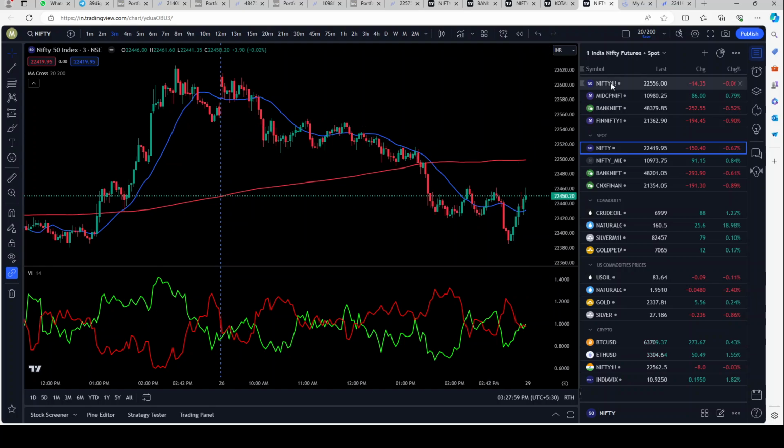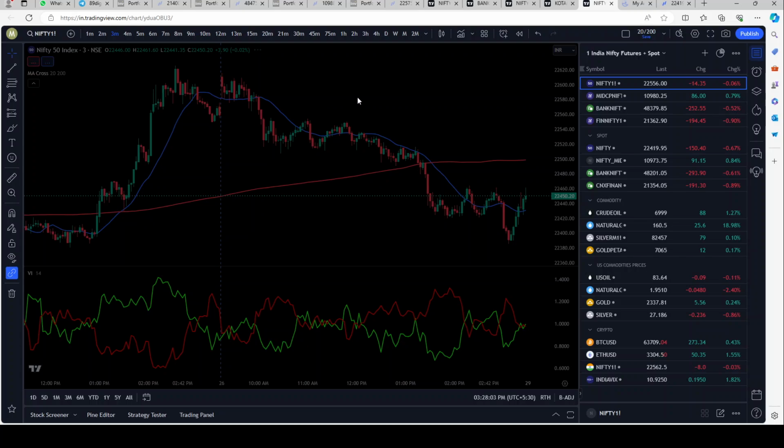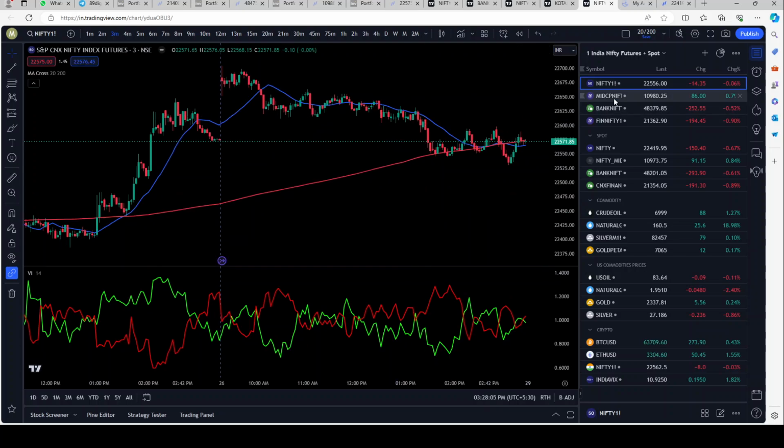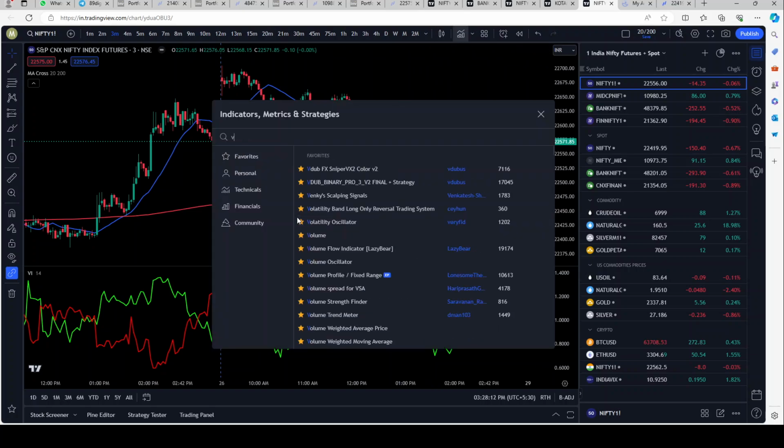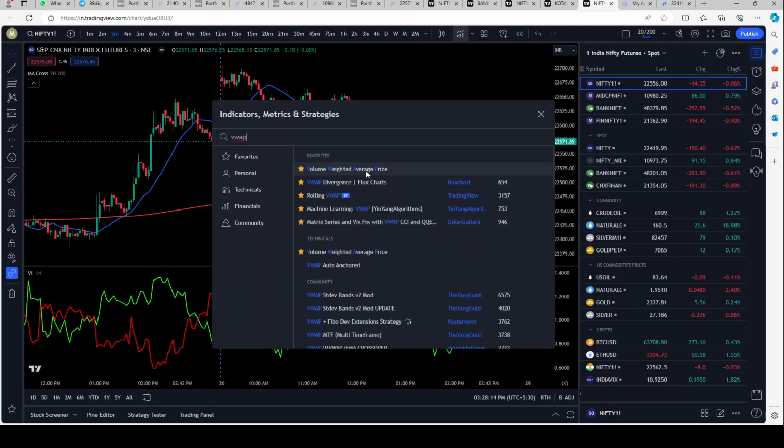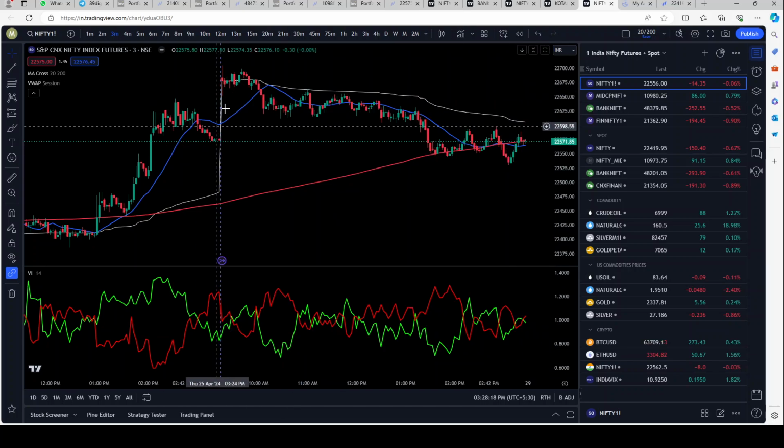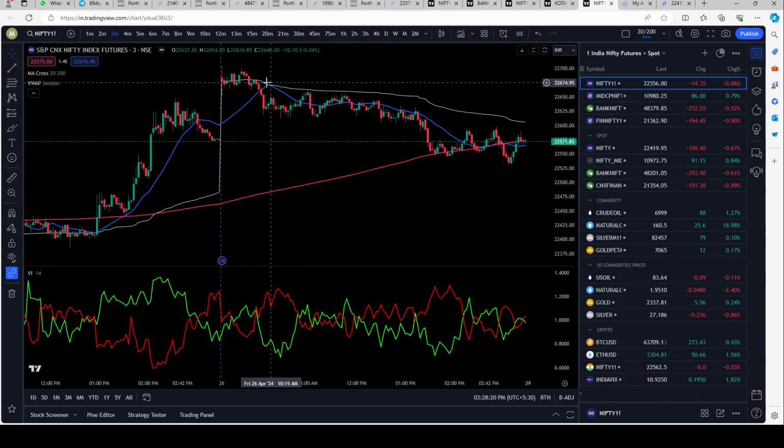And as I was mentioning, you can use VWAP as well for a double confirmation. So VWAP will not work on your regular Nifty, it will work on futures. So over here we will take VWAP. VWAP will just give you a double confirmation. As you can see, my VWAP is saved by default into white.